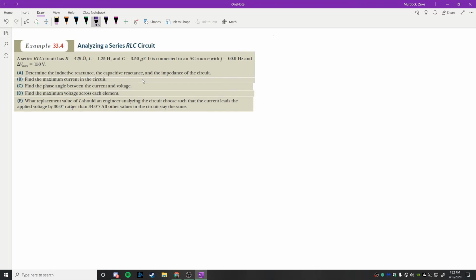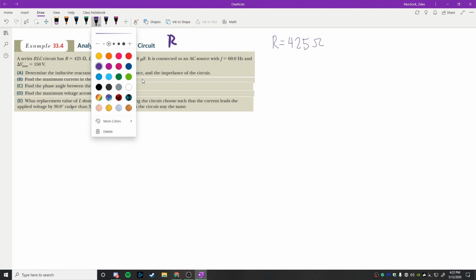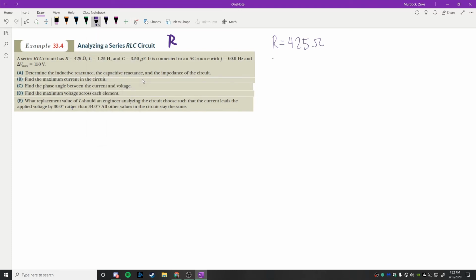In case you can't read all this stuff, it says that the resistance is equal to 425 ohms. The inductance is 1.25 Henrys. The capacitance is 3.5 microfarads. The AC source has a frequency that's equal to 60 hertz. And delta V max, so I've just been calling this V max, it's from a different textbook, is equal to 150 volts.